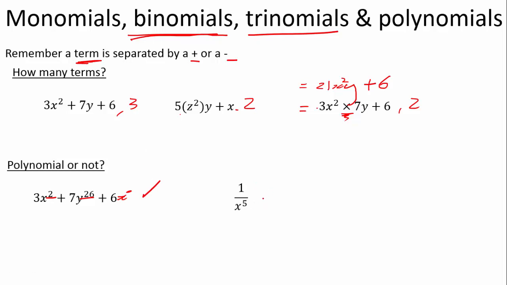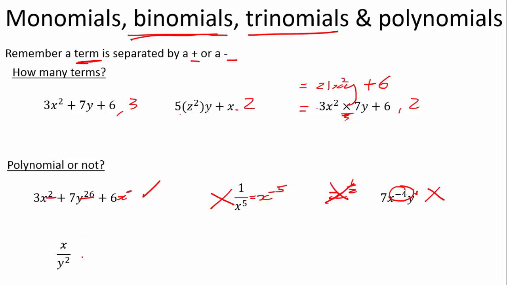What about 1 over x to the power of 5? Remember that is equal to x to the power of negative 5, which means no, it is not a polynomial. What about x to the power of negative 4 times y? Even though that's y to the power of 1, there's still a non-positive integer there, so it is not a polynomial. Remember, an integer is a whole number, so if we had x to the power of a half, that is also not an integer, and that would not work.